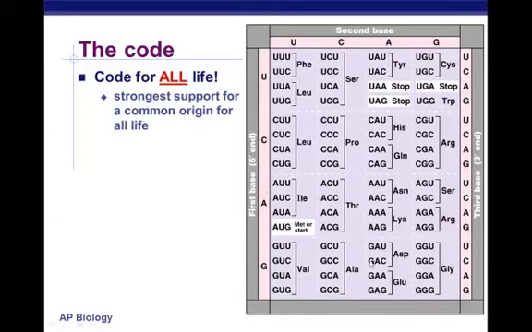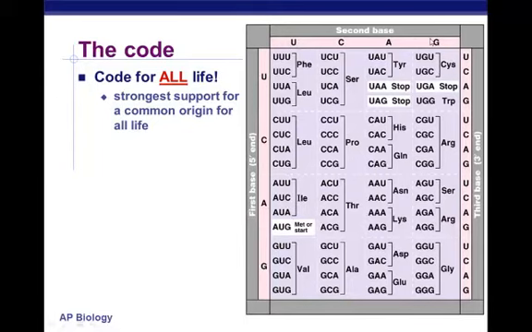So all of these in this row have G as their first base. All of these in this row have C as their first. Okay? And then the second one is listed across the top. So all of the ones in this column have U as their second base. All of the ones in this column have G as their second base.